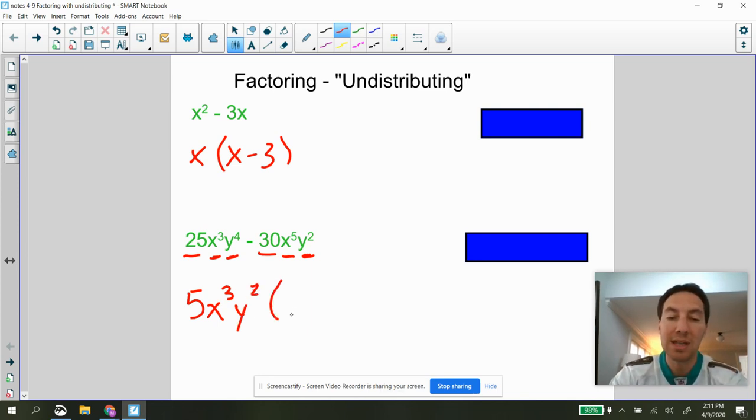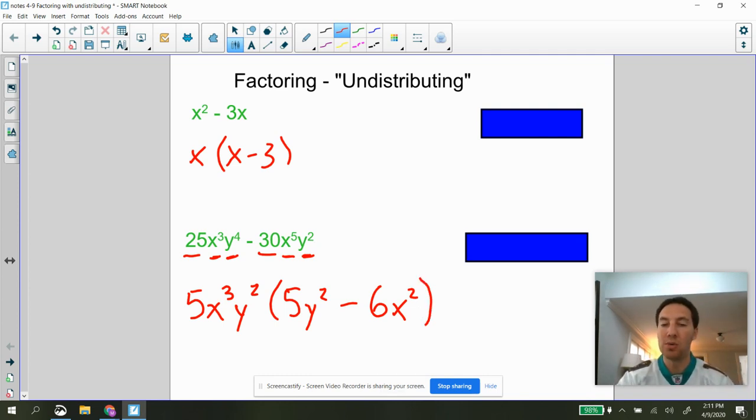5x cubed y squared times what would be 25x cubed y to the fourth? I need 5, because 5 times 5 is 25. I don't need another x here, because I already have x cubed, and then I need y squared. Let's throw that minus sign in. Here, 5 times what would equal 30? I need 6. x cubed times what would equal x to the fifth? I need x squared. And y squared times what would be y squared? Nothing. So we are done.